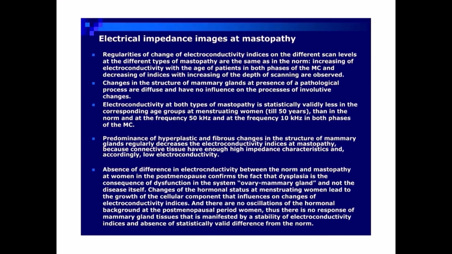Electrical impedance images at mastopathy. Regularities of change of electroconductivity indices on the different scan levels at the different types of mastopathy are the same as in the norm. Increasing of electroconductivity with the age of patients in both phases of the MC and decreasing of indices with increasing of the depth of scanning are observed. Changes in the structure of mammary glands at presence of a pathological process are diffuse and have no influence on the processes of involutive changes.